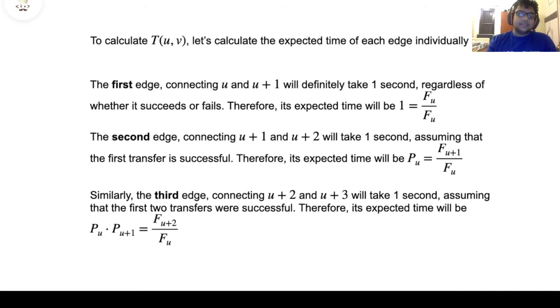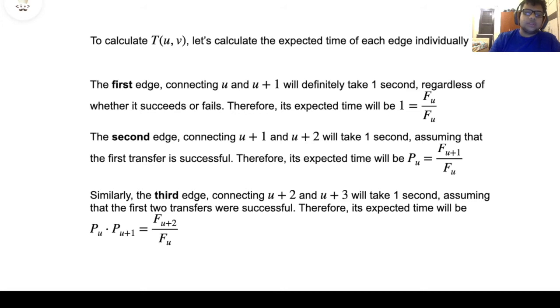Then the second edge, which connects u plus 1 and u plus 2, will take 1 second. However, this is assuming that the first transfer is successful, right? Only if the transfer from u to u plus 1 is successful can you travel the edge between u plus 1 and u plus 2. Therefore, the expected time for this will be 1, which is the time, multiplied by the probability of us reaching it, which is p of u, which is f of u plus 1 upon f of u. And you can see why we wrote 1 as f of u by f of u earlier, so that we have the same denominator for everything.